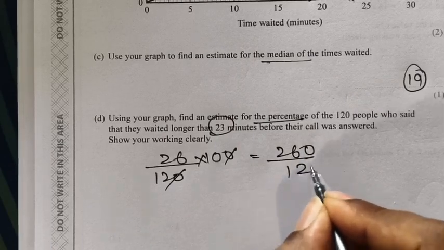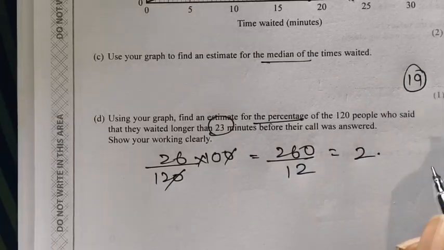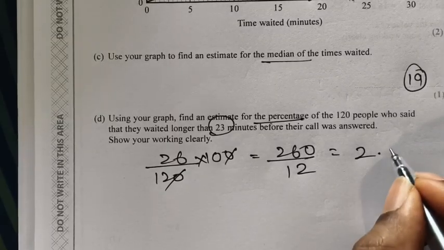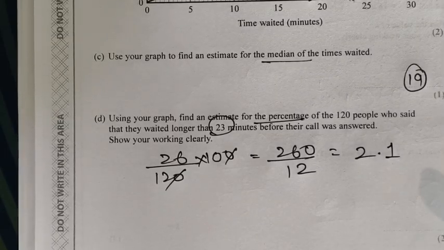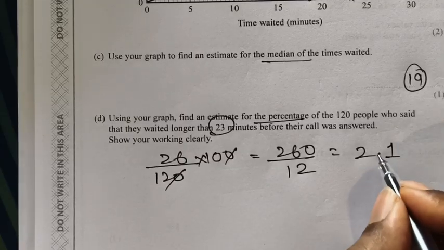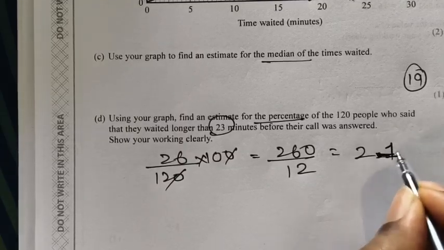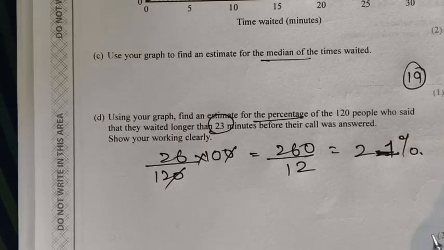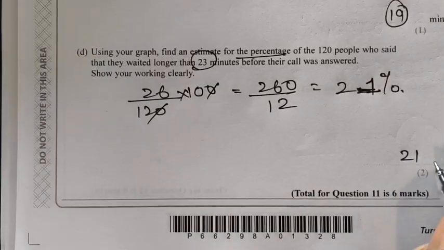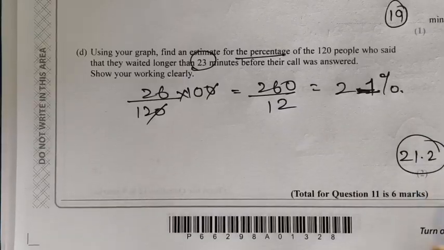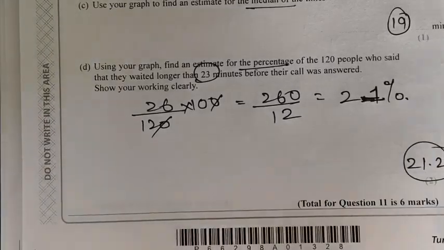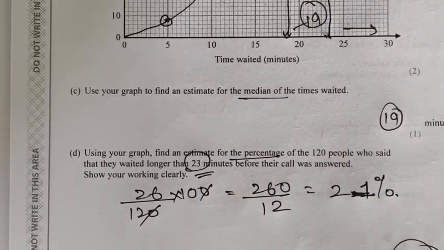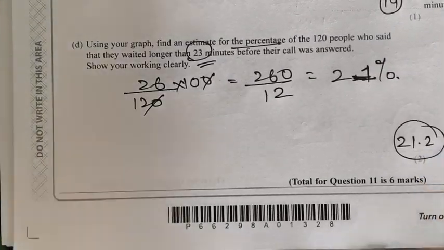Correct? So approximately that number is 260 upon 12, which is equal to 21. This is 21%. So approximately 21% or 21.2% you can write down as your answer for the people who actually waited over 23 minutes. Correct? Cool.